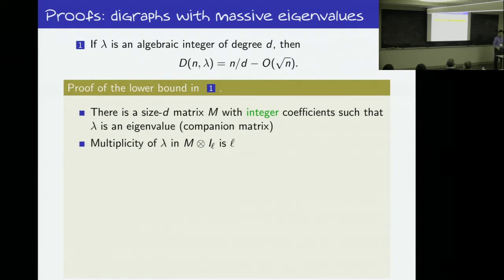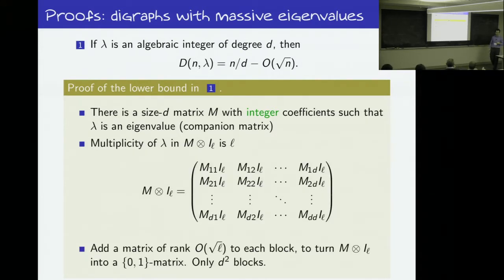But here it will be much more convenient to think of it as I'm taking entries of M and blowing its entries up by an identity matrix. So this is how I want to think about my tensor product. My tensor product is now a block matrix whose blocks are just multiples of the identity matrix, scaled by the respective entries of the matrix M. Okay, so that's it.